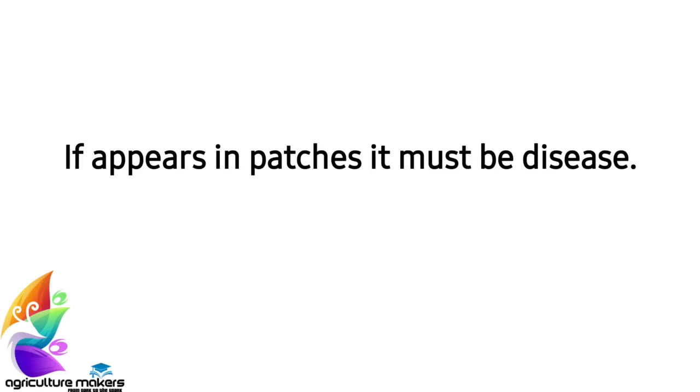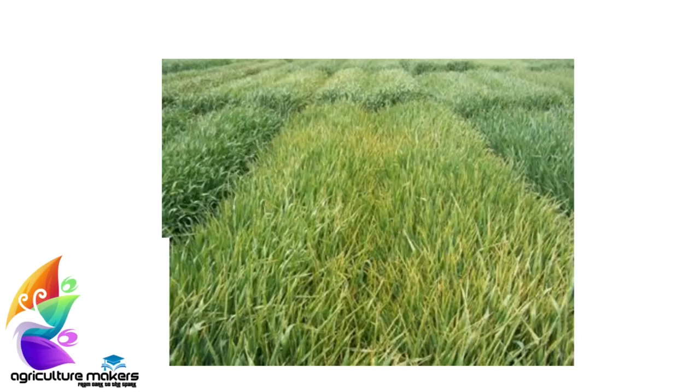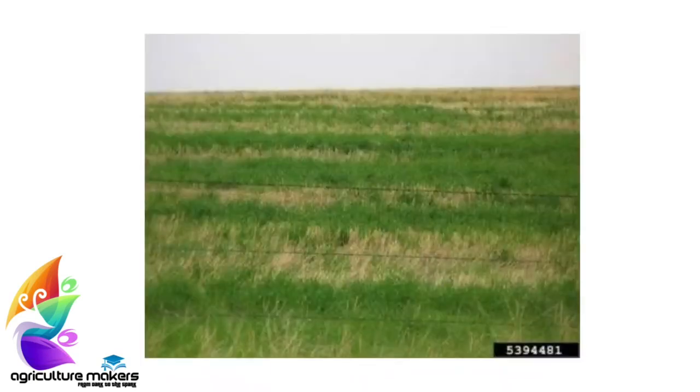But in case of diseases, the attack starts from a particular area, so it appears in patches in the initial times. In later times, it may be transmitted all over the field, but in the initial time, it must appear in patches. You can see here an image.